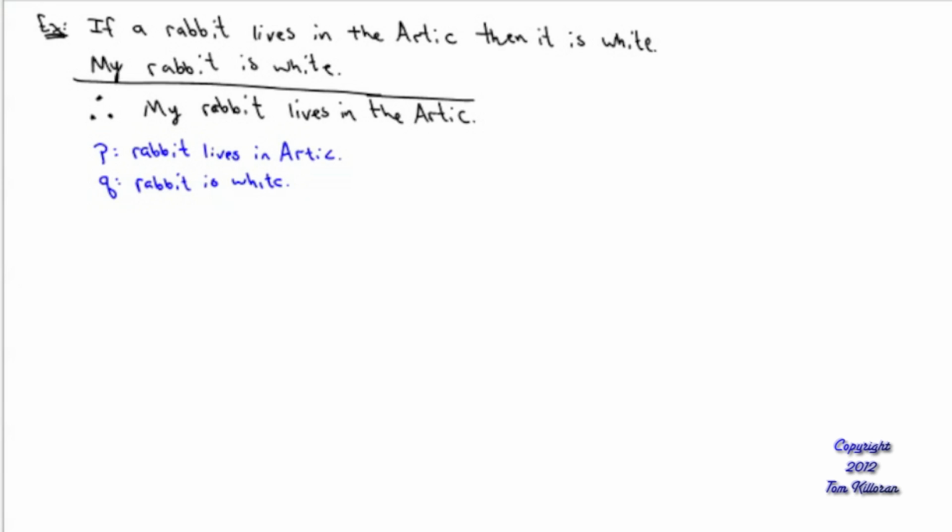Now I need to do a table. Before you do a table, you've got to change the whole argument into symbolic form. So, if a rabbit lives in the Arctic, then it is white becomes P arrow Q. My rabbit is white: Q. Line. Therefore, my rabbit lives in the Arctic: P.